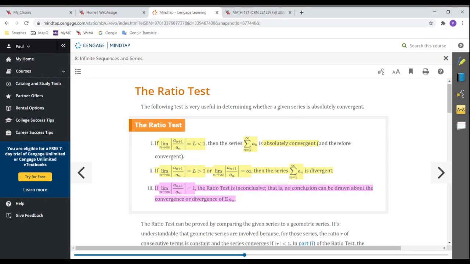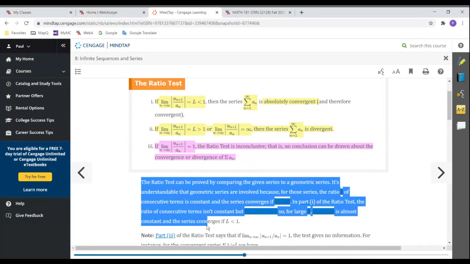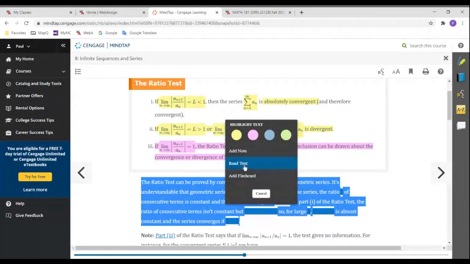But what often happens is the ratio test, you'll get a 1. You'll get a 1, and so the ratio test is inconclusive. That means then that you have to apply one of your other tests that you've learned. Okay, so the ratio test is not a panacea. It's not something that's going to work all the time, but it'll work sometimes.